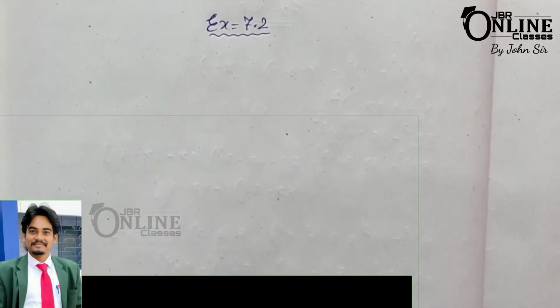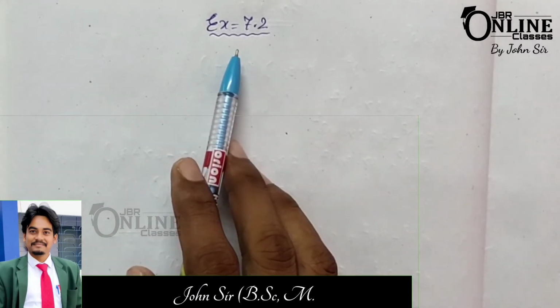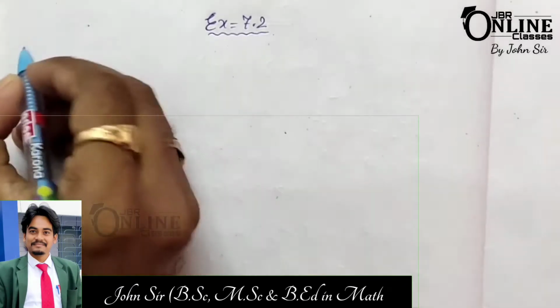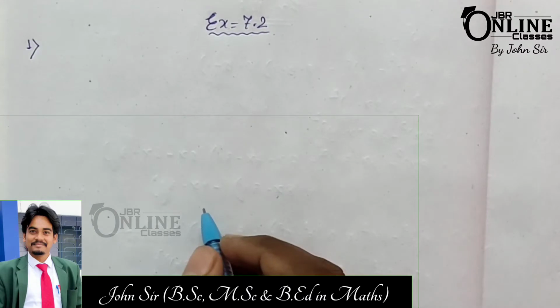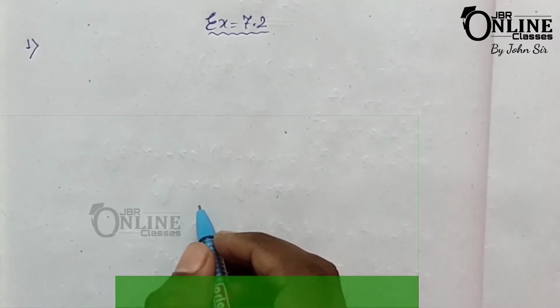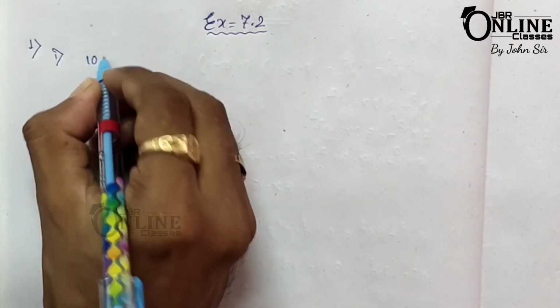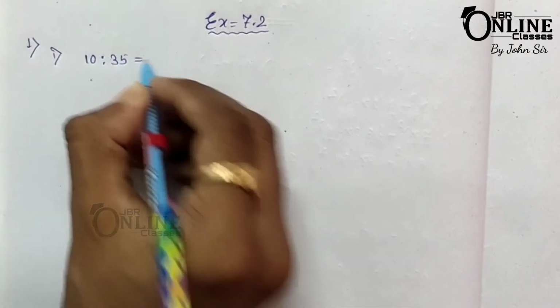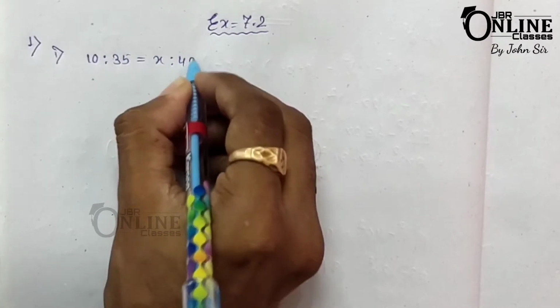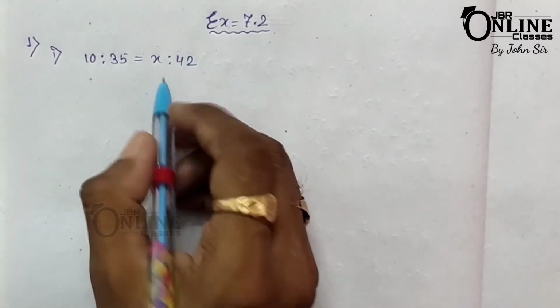Hello everyone. So today I am going to start exercise 7.2 from the book of M.L. Agarwal. So here sum number 1. Find the value of x in the following proportions. Sum number 1: 10 is to 35 and that equals x is to 42. Now we have to find out the value of x.